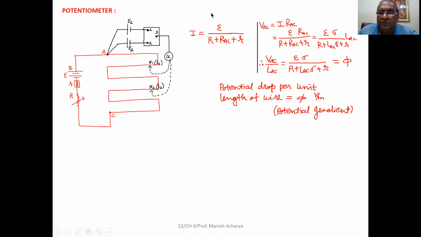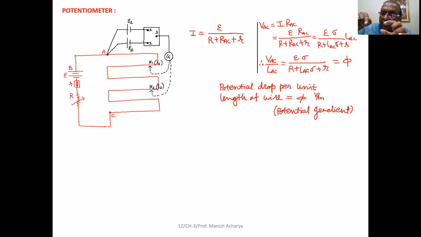Clear to all of you? Now using this potentiometer circuit, we can find the EMF of the cell. See, in normal condition, when you use the voltmeter to find out the voltage between two terminals of the cell, then what happens? Suppose we connect the two terminals of the cell with the voltmeter, then the closed loop will be formed.